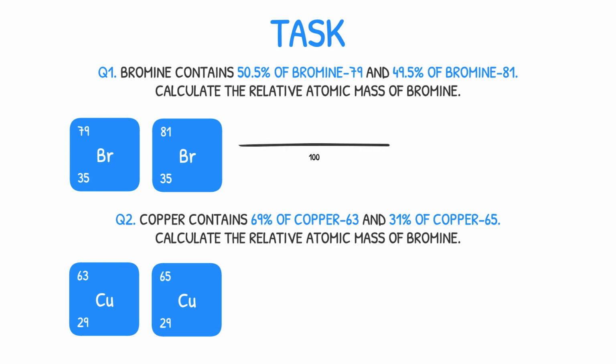Let's talk through the answer to this first question. Our first bromine isotope has a mass of 79 and an abundance of 50.5%, so this information can be added to the first bracket of the formula. The second bromine isotope has a mass of 81 and an abundance of 49.5%. This information can be added to the second bracket of your formula. 3,989.5 plus 4,009.5 divided by 100 is equal to 79.99. The relative atomic mass of bromine is 80.